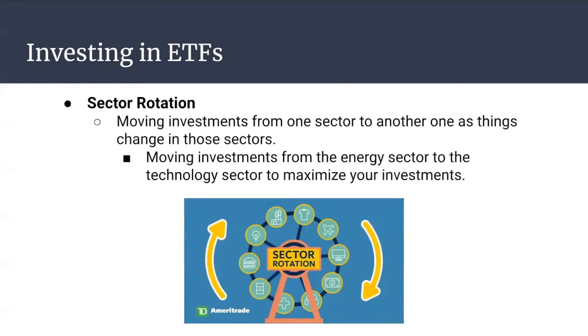Next is sector rotation. This technique works by buying ETFs in one sector, say the energy sector, and then later moving all of those investments to the technology sector. This move is done to be defensive, and an investor will move their investments to a sector that is overall safer.